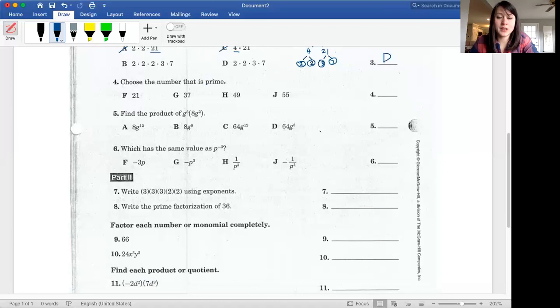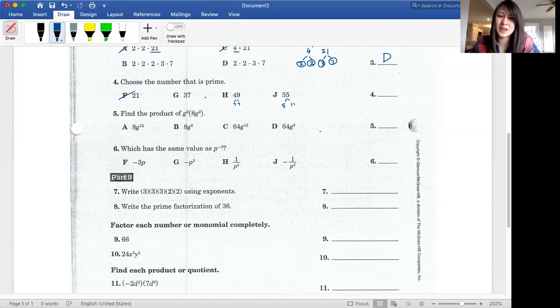Okay, choose the number that is prime. So right here, we've got to think through, can these numbers be broken down into factors beyond 1 and itself? And if it can, it's not a prime number. It's called a composite number. So 21's not because 3 and 7, right? 37, I'm not sure, so I'm going to skip that one. 49 can be broken down to 7 times 7. 55 can be broken down to 5 times 11.